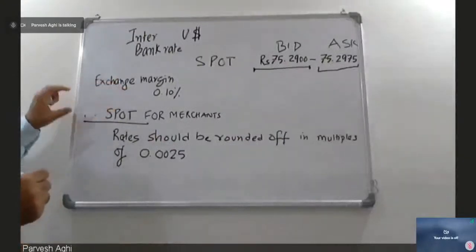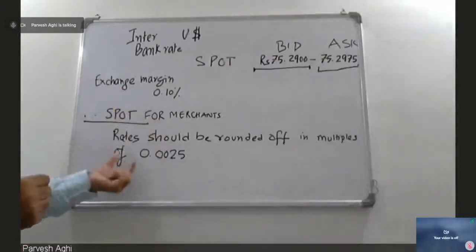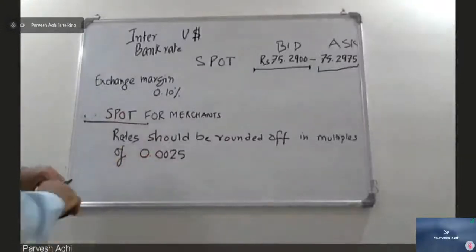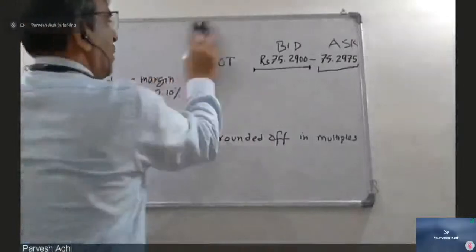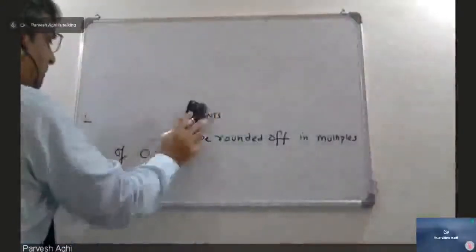Now we have to calculate the merchant rate. The rate should be rounded off in multiples of 0.0025. So we'll proceed to solve this question now. I hope you have all written this question, but if you have not, you will get another opportunity.